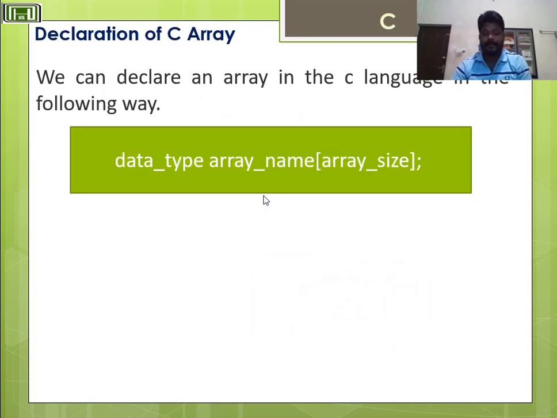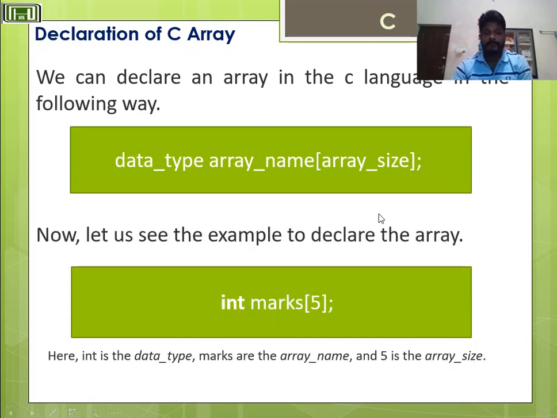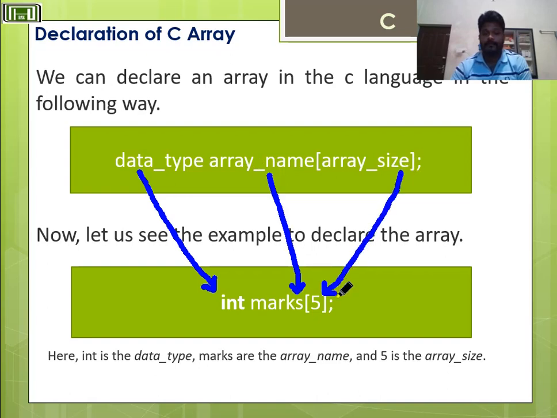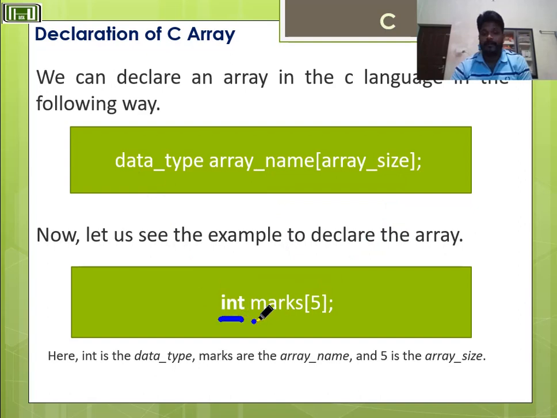Now, how to declare an array? Declaration of an array. We can declare an array in the C language in the following way: data type followed by array name, then array size. Here is an example. For data type, we have int, array name marks, then array size 5. In this way you can declare an array: int marks[5]; with a semicolon. First portion data type, then array name, here marks, then array size 5.